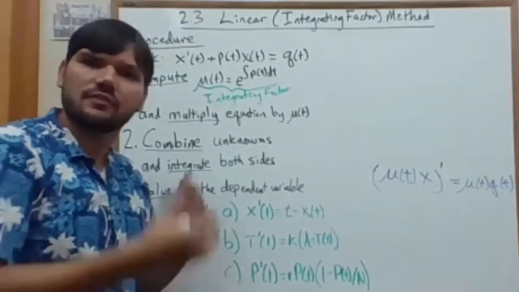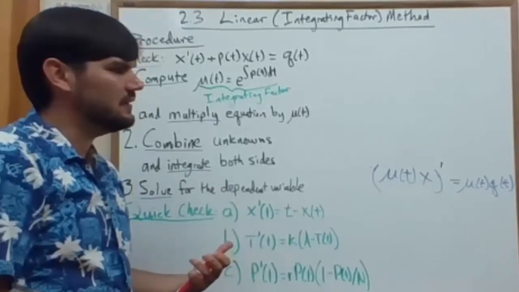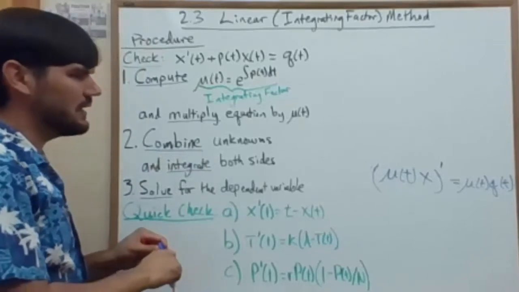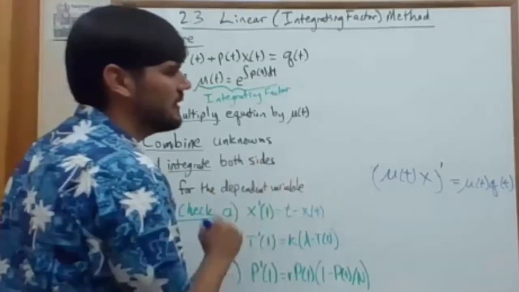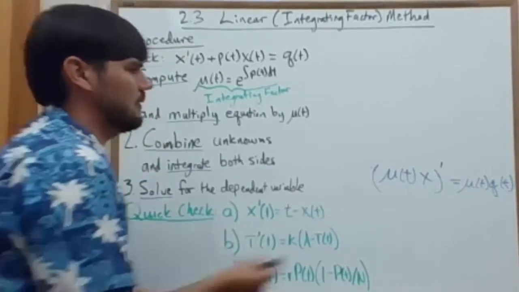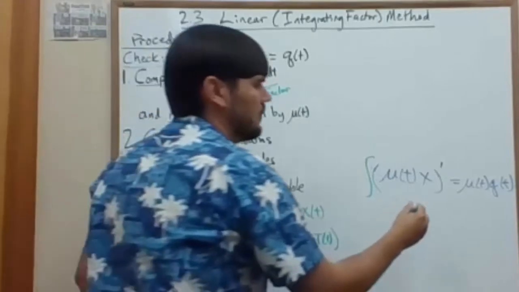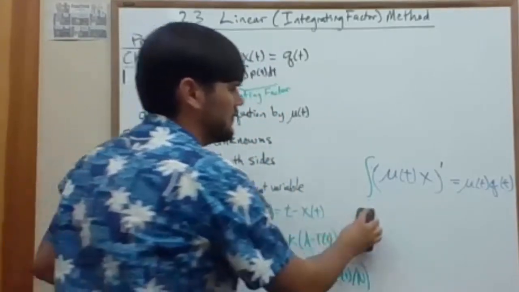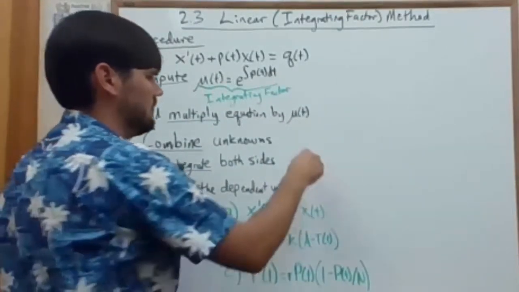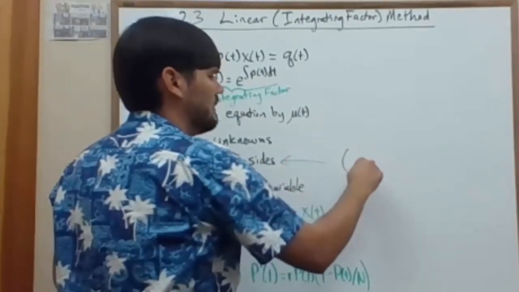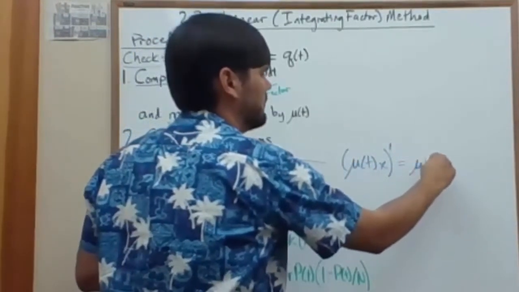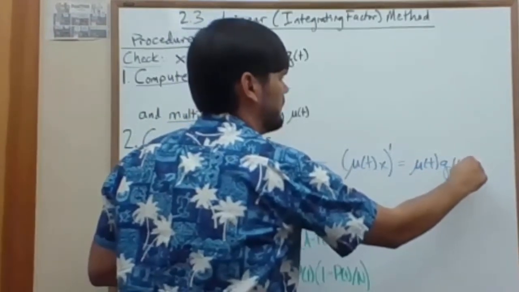And then, to solve it, we have just one derivative on the left-hand side. We simply integrate, simply in quotations, because it may not be as simple as it seems. So, let's make some room a little bit here. We have mu of t x prime equal mu of t q of t.